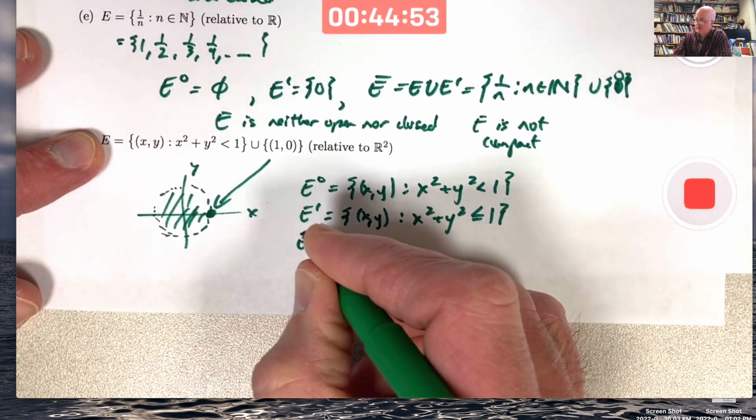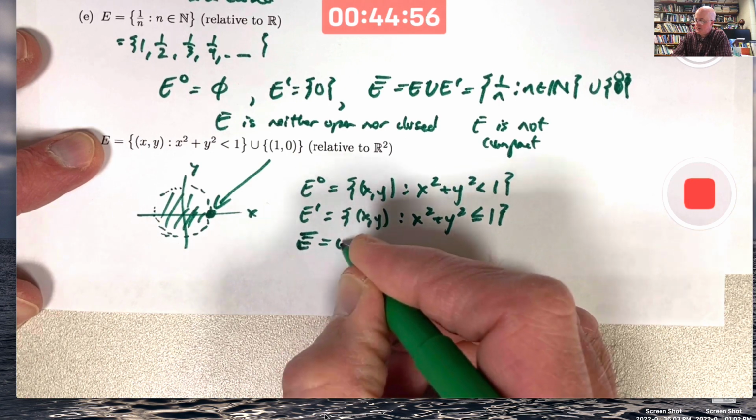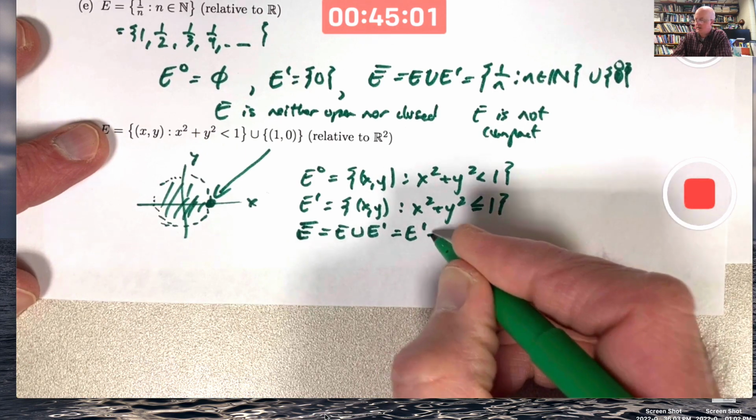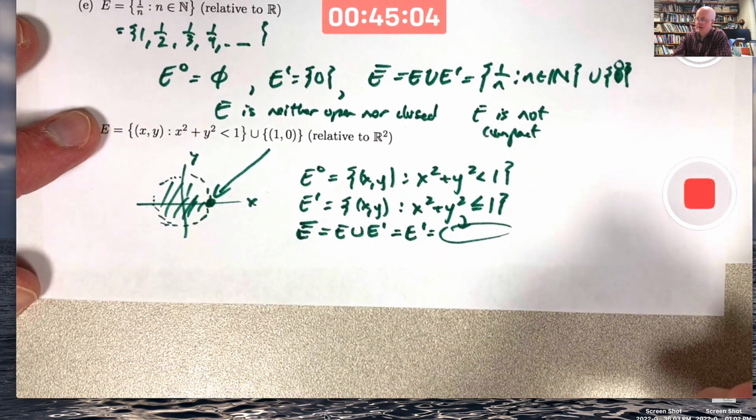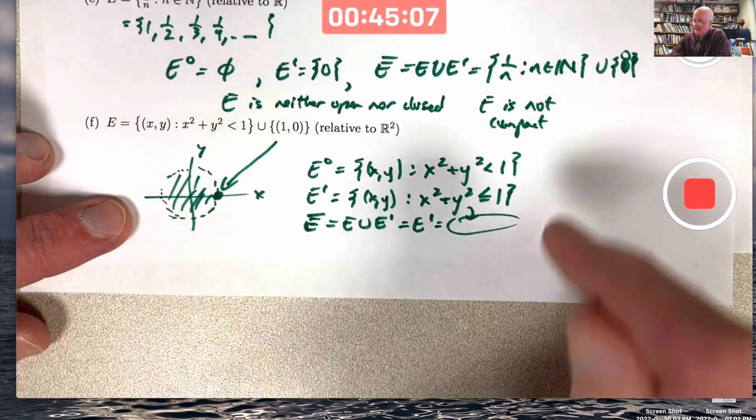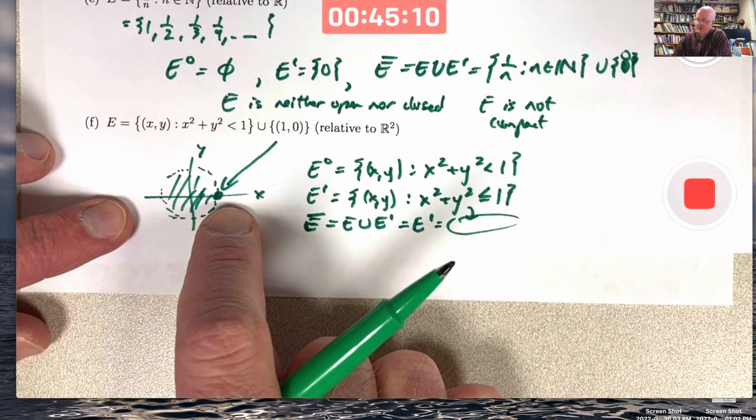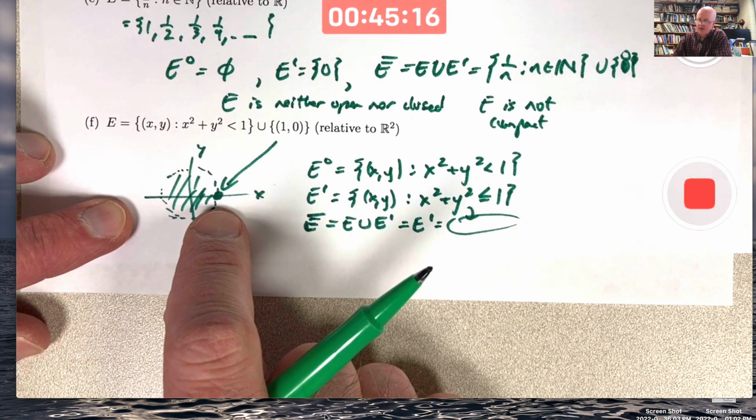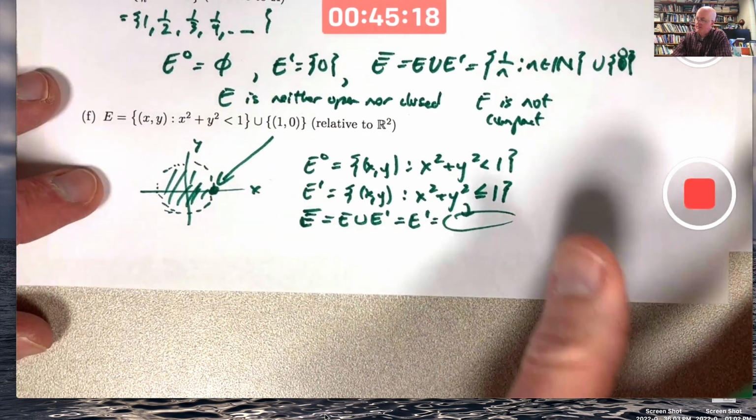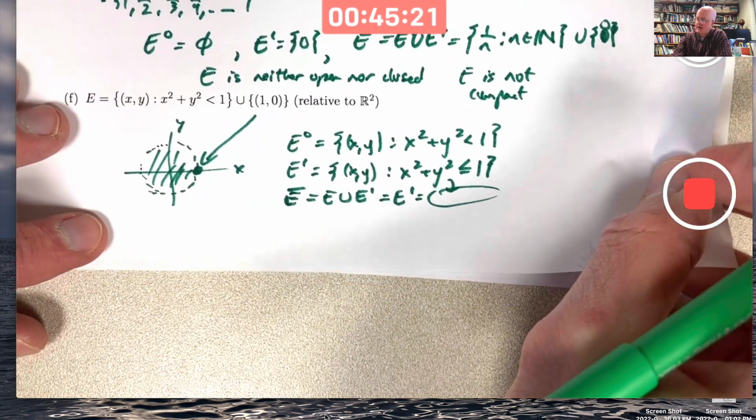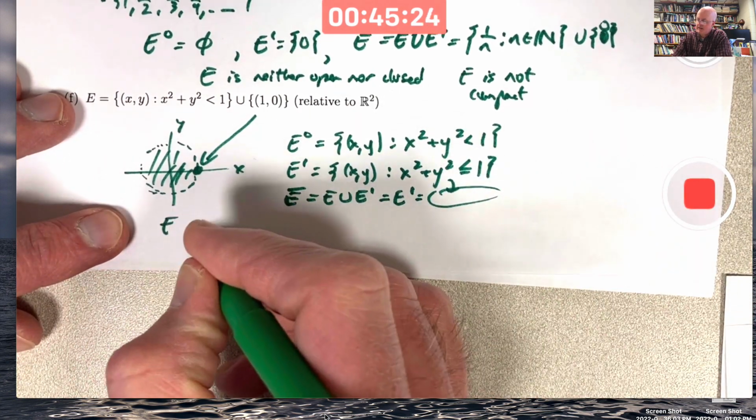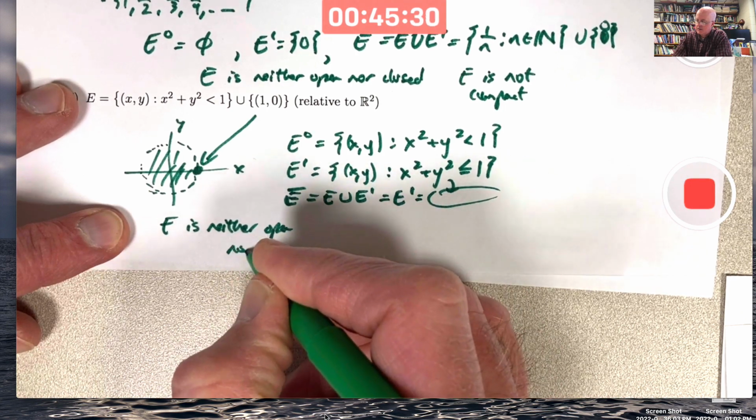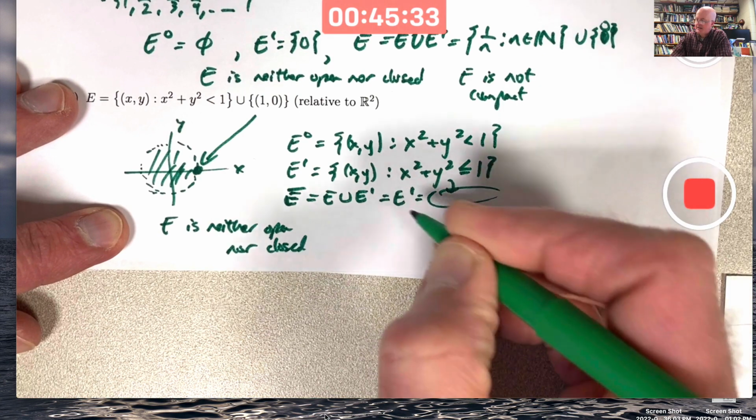The closure being E union E prime, and since E is a subset of E prime, is going to equal E prime. Is going to equal this set here. E does not equal its interior because there's this extra point there. If that extra point were not in the set, then it would equal its interior and it would be open. But it does not equal its interior because of that one point there. So it's not open. It does not equal E bar, so it's not closed. E is neither open nor closed. Since it's not closed, it's also not compact. E is not compact.